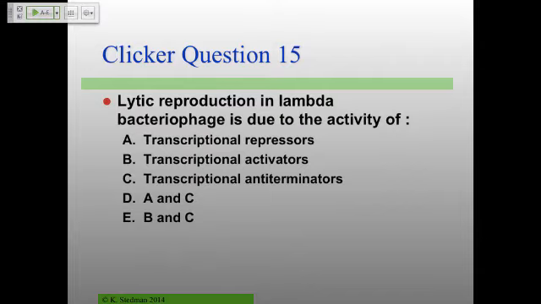So next clicker question: lytic reproduction in Lambda bacteriophage is due to the activity of transcriptional repressors, transcriptional activators, transcriptional anti-terminators, A and C, or B and C.